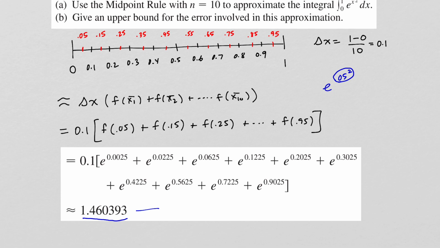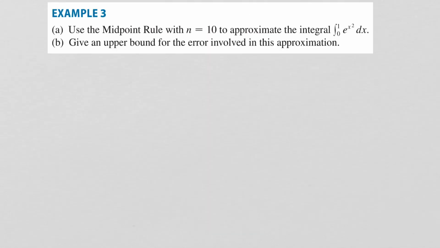Now the second part of this question is, give an upper bound for the error involved. In other words, how good is this estimate? What is the maximum error involved with doing this? So to do this, we need the formula. So we know that the error involved here for the midpoint rule is going to be k times b minus a to the third power divided by 24n squared. And we actually know that the error is going to be less than or equal to that.